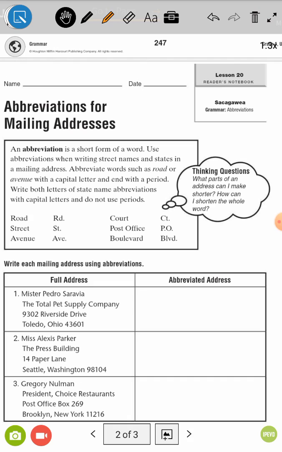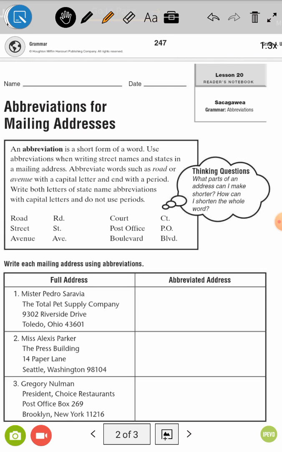Today is Wednesday, 11th March 2020. Grade 4, Reader's Notebook, page number 248, Lesson: Abbreviations for Mailing Address. So today we have to understand what abbreviations are.